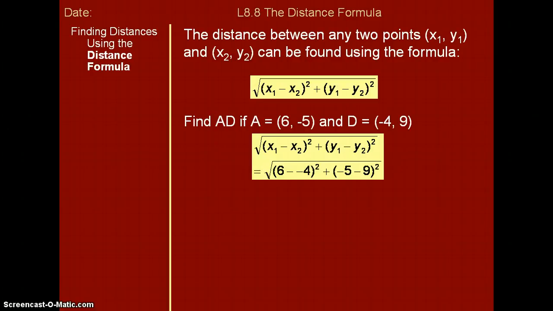Well, we need to substitute our known coordinates. So we see 6 minus -4 and -5 minus 9. So again, I just went with the first coordinate that I saw as being x1, y1, and the second ordered pair that I saw as being x2, y2. So right now, let's push pause, make sure everyone understands why each number went where it did. Help each other out.